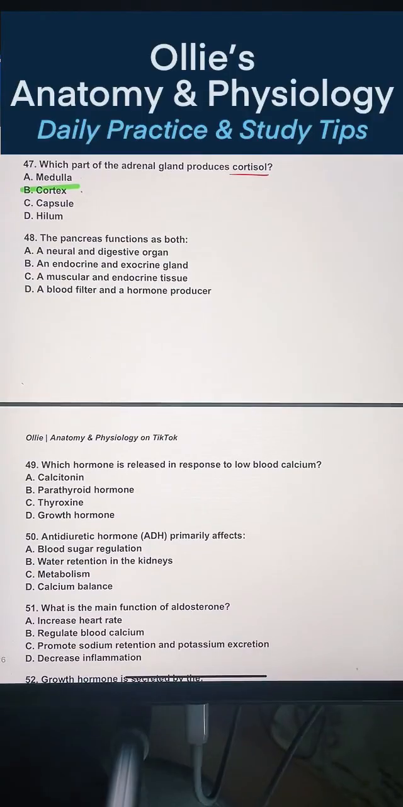Number 48, the pancreas functions as both what? It has two different functions.